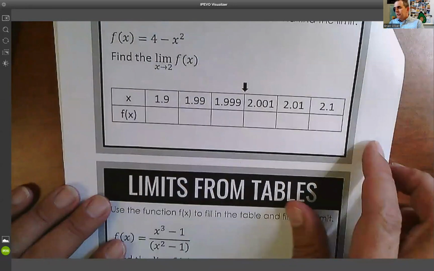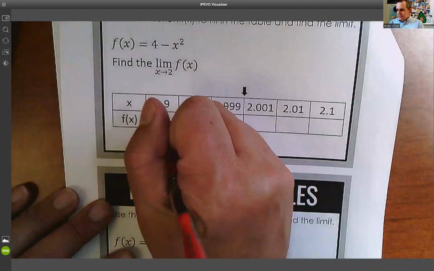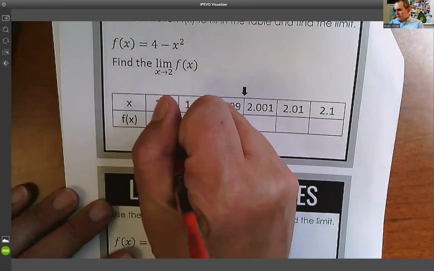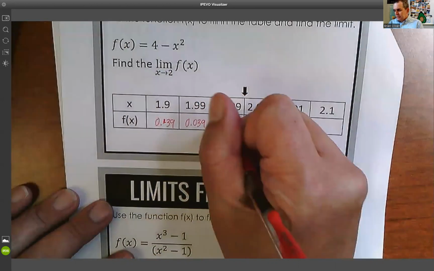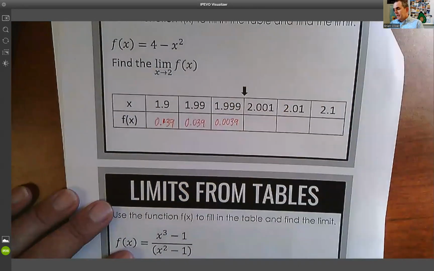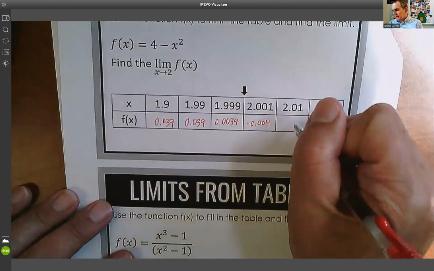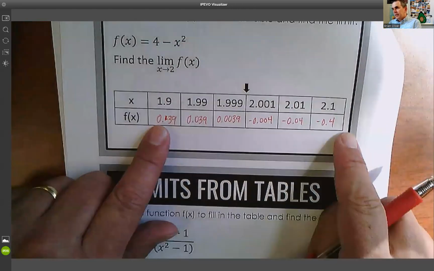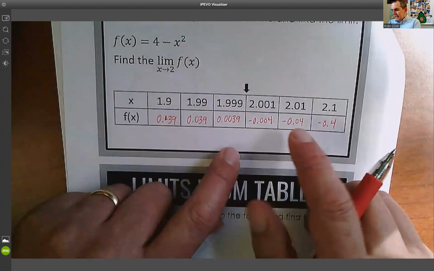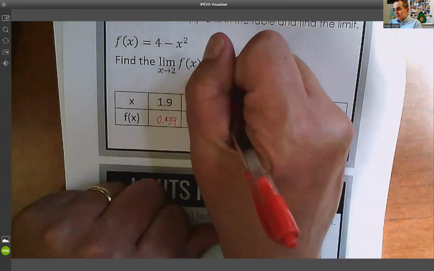And the last thing we did was limits from a table. What you can do is plug this into the calculator and get your numbers. And what you're going to find is that this is 0.39. This is 0.039. This is 0.0039. This is negative 0.004. This is negative 0.04, and this is negative 0.4. As you notice, as we work our way in, as we approach 2, these numbers are collapsing in on 0. So that tells me this limit is 0.